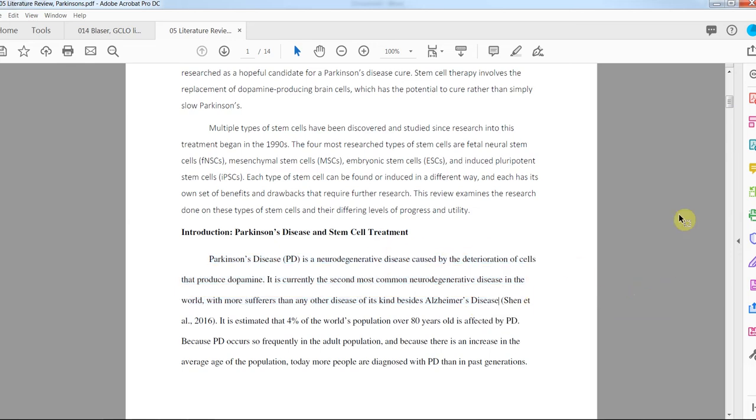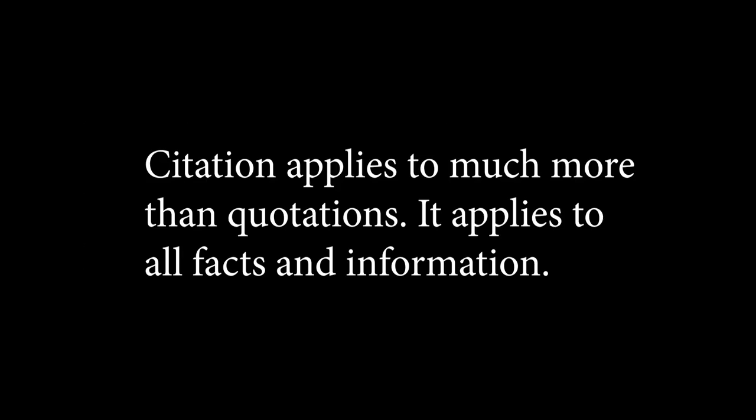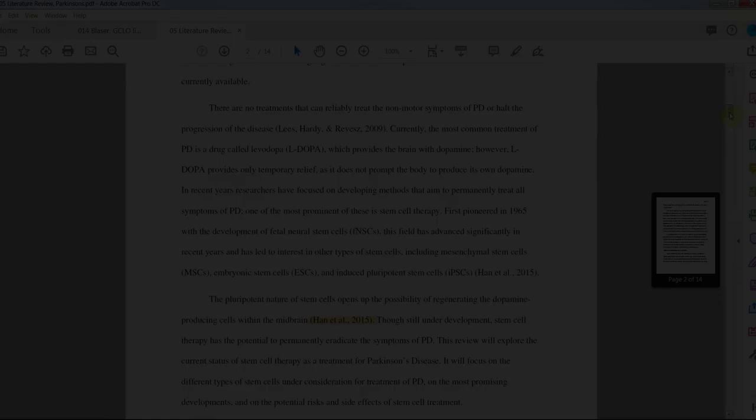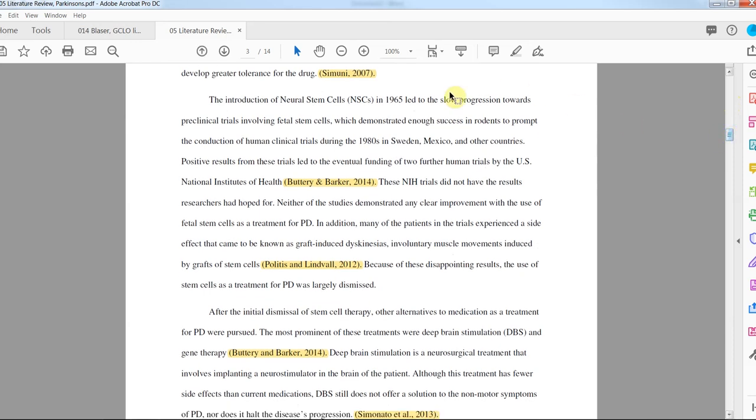Now, please note that this is not just used for quotations. I have had many students over the years assume that citation only applies if you're actually quoting somebody. That is not true. It applies if you are taking any sort of information from a source. Even if that information is conveyed entirely in your own words, there ought to be a reference for where you got it from. I'm going to skim down a little bit on this paper and just point out quickly how often the student is doing it.